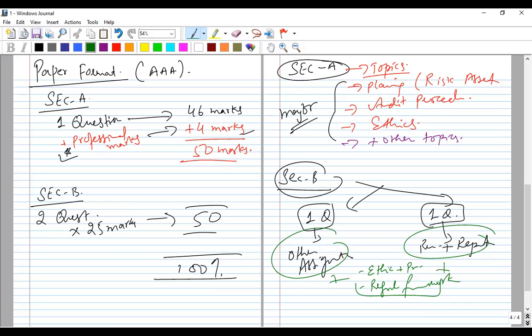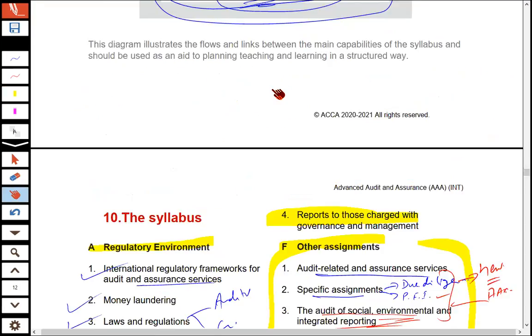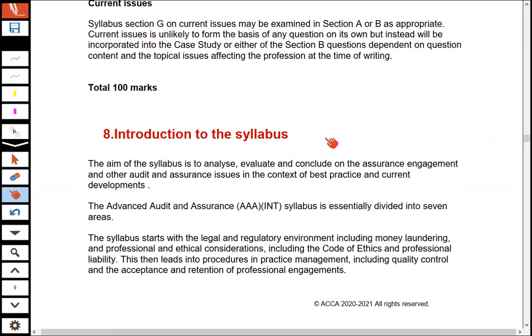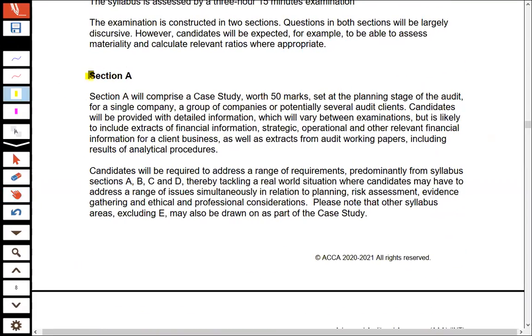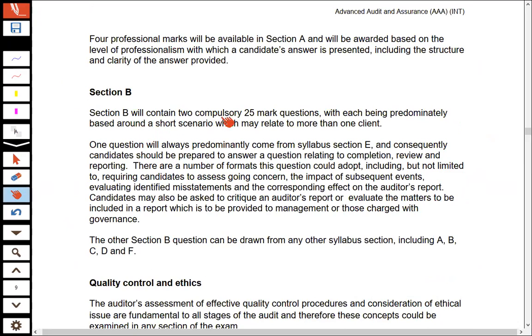It is actually written in your syllabus guide. Now let's have a quick look at the syllabus guide. I should scroll up my window to where it is written. Now see, this is section A. Section A comprises a 50-mark case study, and candidates are required to address the requirements predominantly from syllabus sections A, B, C, and D. And section B contains two compulsory questions worth 25 marks each.